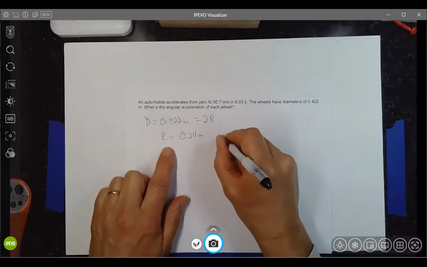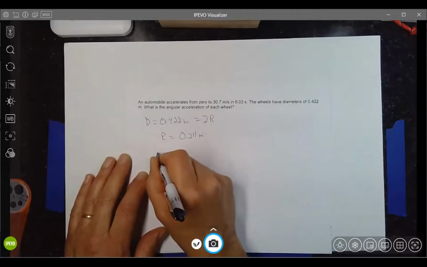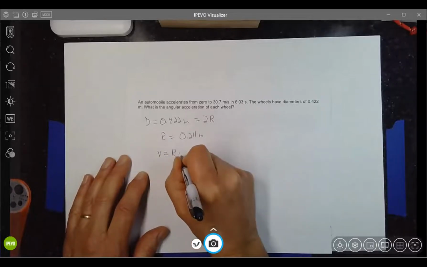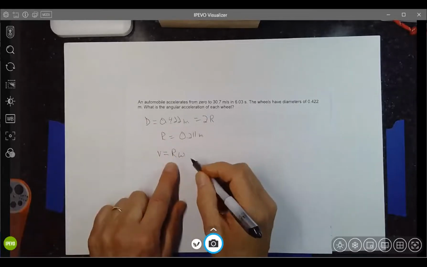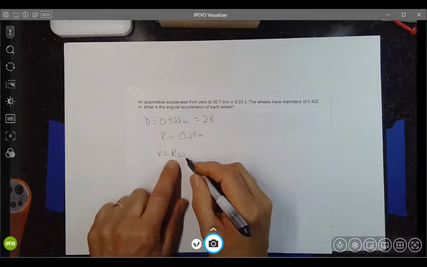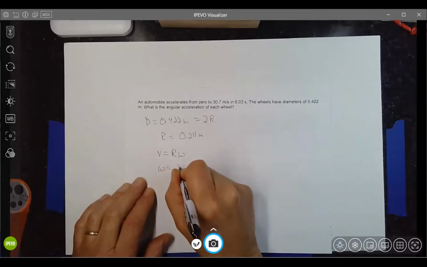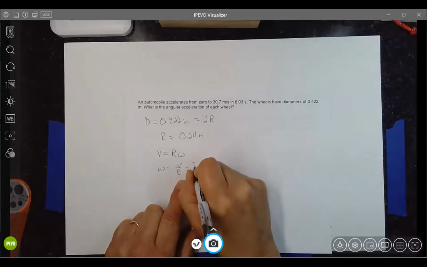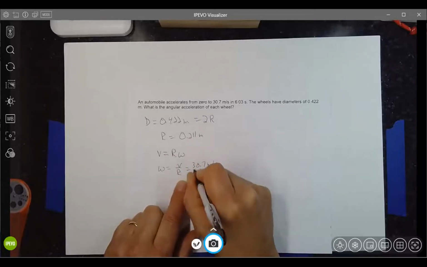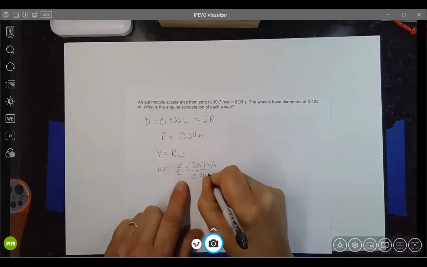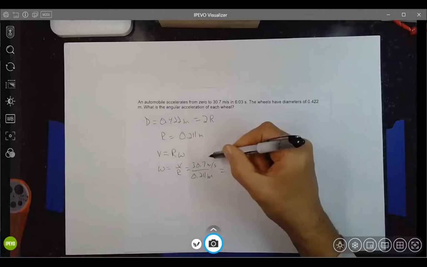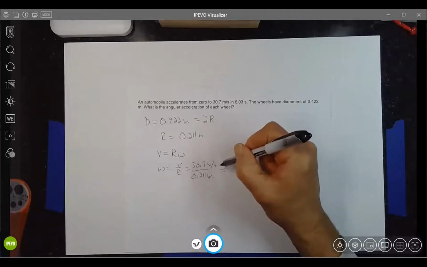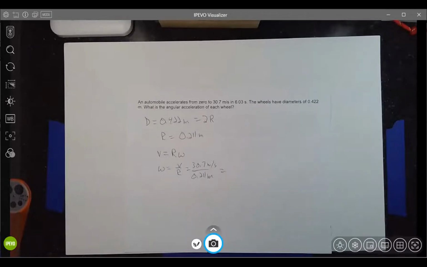Now, the omega for this thing, or the speed of the car, is going to equal that radius times omega. And I'm using a capital R for radius this time. That doesn't matter. And so I can figure out what omega is. It's just going to equal that V divided by the radius, or 30.7 meters per second divided by 0.211 meters. Now, when you look at this, meters per second divided by meters, the meters will divide out and I'll end up with per seconds, which is the actual physical unit of omega.